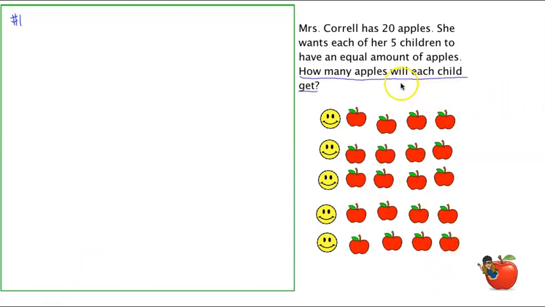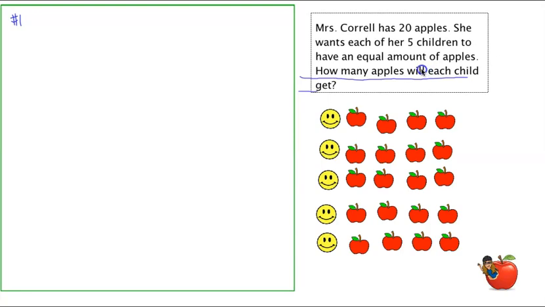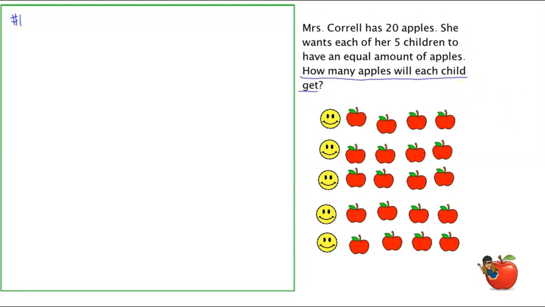So if we take a close look at the words in the problem, we see the word each in there a couple of times. So if we see the word each, that's probably a pretty good clue that we might need to divide. Also, we see equal amount. Each kid, equal amounts. So that's probably a pretty good clue that we need to divide.